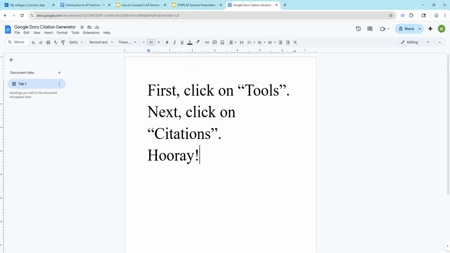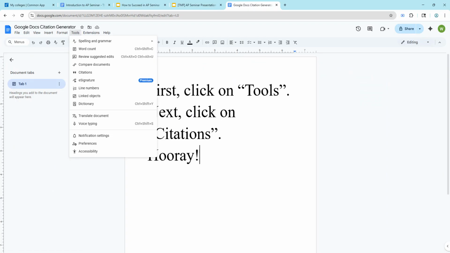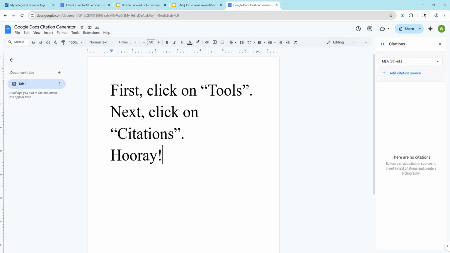So how do you access it? Well, first go to Google Docs, then click on Tools right here. Next, click on Citations. Hooray! There you have it. We have MLA, APA, and Chicago. Remember, if you want to go for MLA, all of the citations must be MLA. If you want to go for APA, all the citations have to be APA. If you're going for Chicago, all the citations must be Chicago, right? So whatever kind of citation style you choose, just stick to it and be consistent.